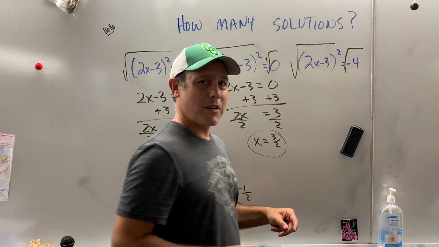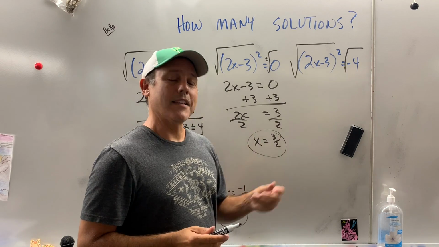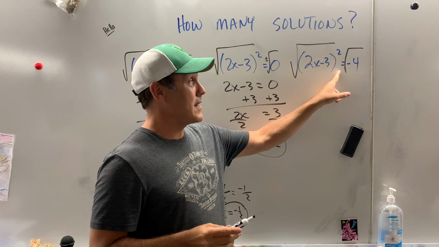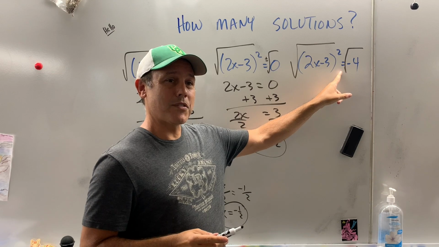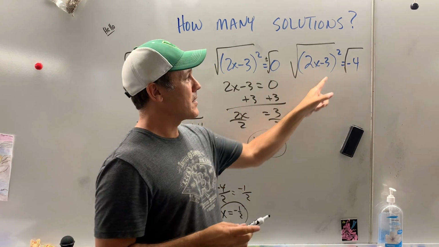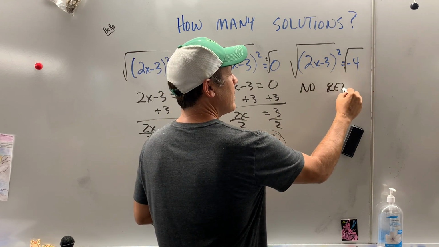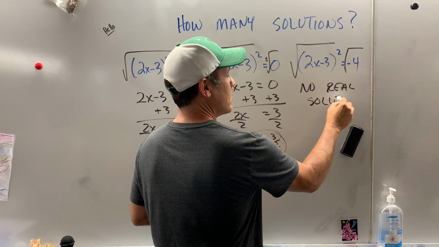Over here, square root both sides. Can you take the square root of a negative number? No. Actually, you can. It's down the road. But for right now, you cannot take the square root of a negative. So guess what? There's no solution, baby. Actually, we should get in the habit of saying no real solution.